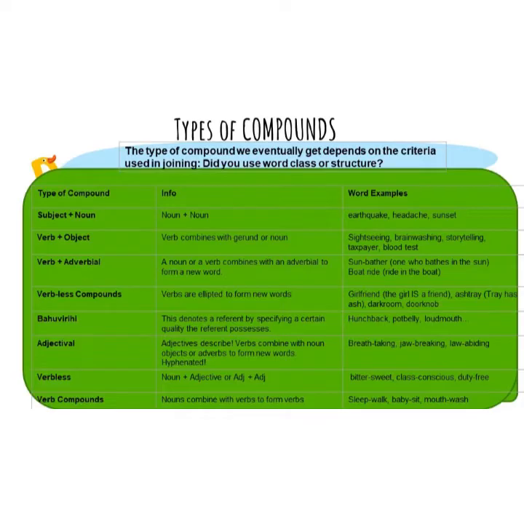The last type of compounds we'll be talking about today is the verb compound. They are nouns that combine with verbs to form verbs. Let's see. Sleep could be a noun or it could be a verb, depends on how it is used. Walk could be a noun, it could be a verb, depends on how it is used. But here we are seeing that verbs are combining with nouns. So the first could be a noun, sleep, and walk, a verb, coming together to form sleepwalk. Baby, of course, is a noun, and sit is a verb, coming together to form babysit.